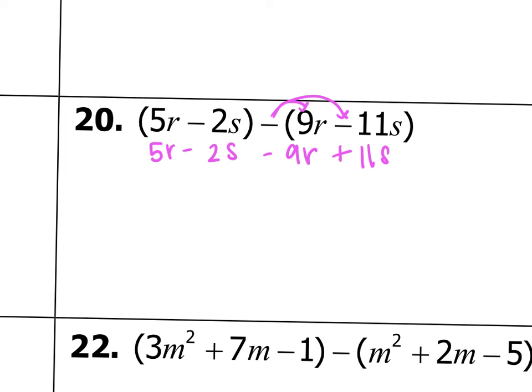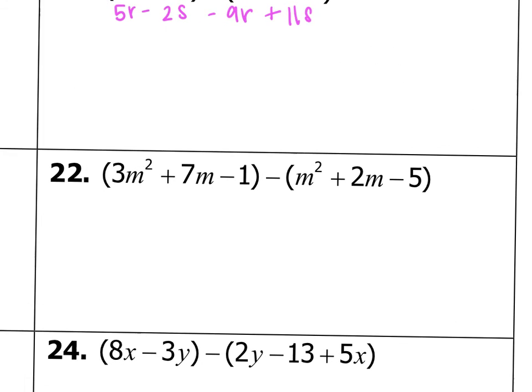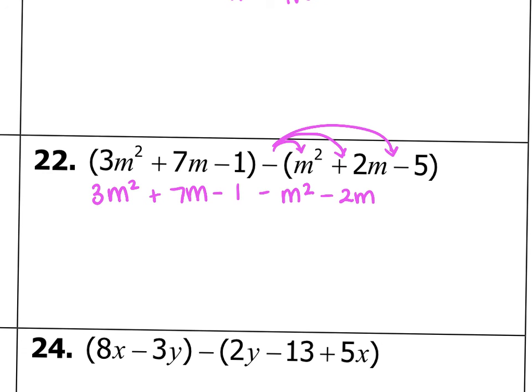terms. Okay, I'm going to do number 22 with you. It is subtraction again, so I am going to distribute this subtraction sign in. I'm going to rewrite my first polynomial, or I should say trinomial, distribute my subtraction, so that becomes a minus m squared minus 2m, and my negative times my negative will make that a positive 5.